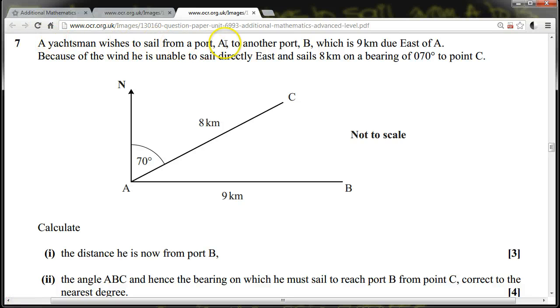A yachtsman wishes to sail from port A to another port B, which is 9 kilometers due east of A. Because of the wind, he is unable to sail directly east and sails 8 kilometers on a bearing of 070 degrees to point C. Calculate the distance he is now from port B and the angle ABC, and hence the bearing on which he must sail to reach port B from port C. Correct to the nearest degree.